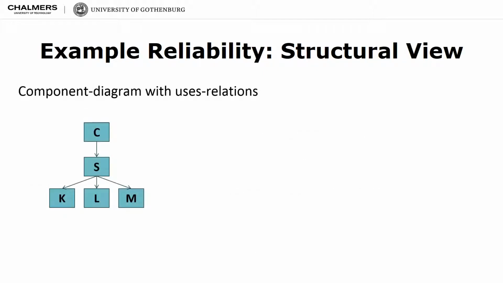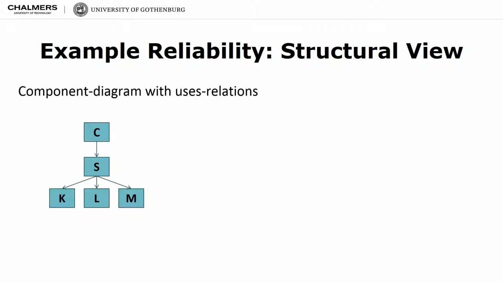Here's an example of reliability based on a structural view. In a software architecture description, we use component diagrams or class diagrams for representing the structure of the system. These diagrams show dependencies or usage relations between components. If you look at the structure of this diagram, it is not automatically, not in general, the same as that of the corresponding reliability block diagram. Often, some transformation is needed.